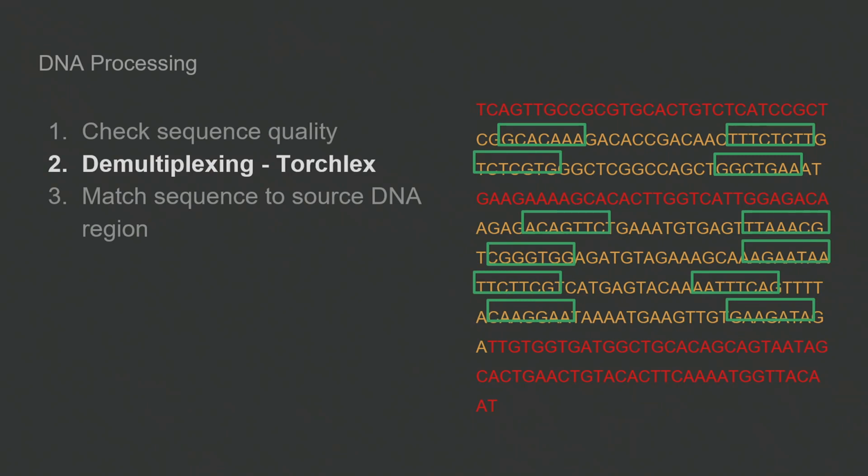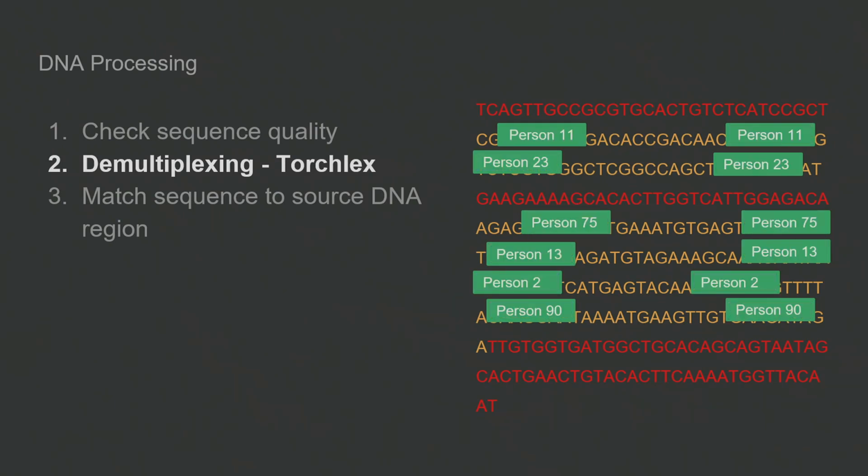There are already tools that do this, but they were really slow in our case, and we wanted to implement something of our own, and we called it Torchlex, which despite the name is not connected to machine learning on PyTorch in any way. It was a purely algorithmic approach where we used edit distances and other string matching algorithms to make a very fast algorithm for demultiplexing, which we actually have a poster presentation on. In our case, it was 10 times faster than the competitive tools. So anyways, we find the persons, and we say, okay, this sequence comes from person 11, this one from person 23, and so on.